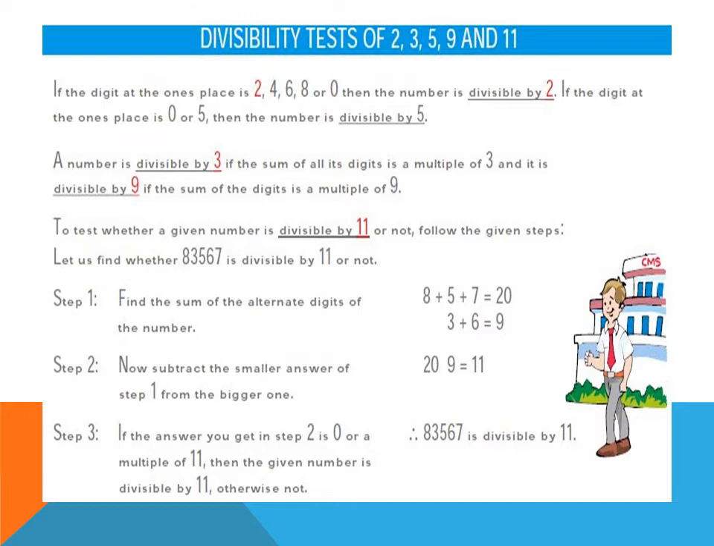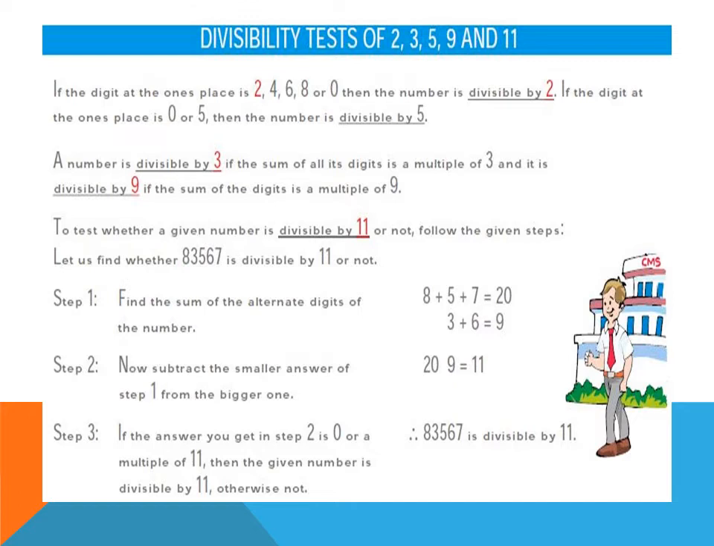Now, to test whether a number is divisible by 11 or not, let us follow the given steps. It is a little bit longer than the other tests, but still it is not that difficult. Once you understand, it will be very easy. Find the sum of alternate digits of the number. Subtract the smaller answer from the bigger one. If the answer is a multiple of 11, then the original number is divisible by 11.